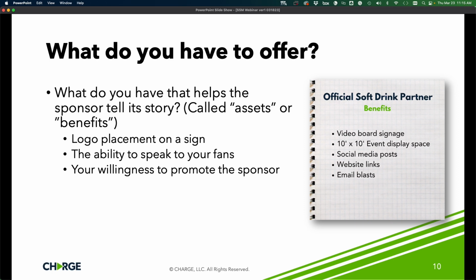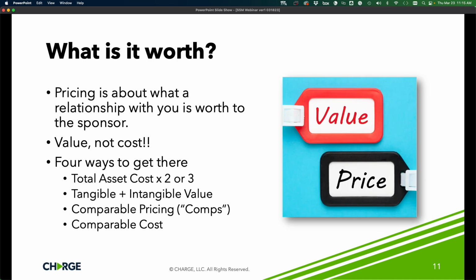Add up the cost for all of that and multiply it. The rule of thumb is by 2 or 3. So in this case, you would multiply the sum of all those total assets by 2 or 3 to come to a price that you would ask for that sponsorship.